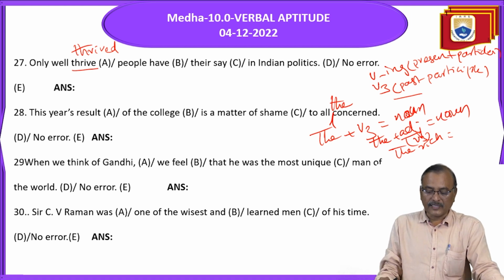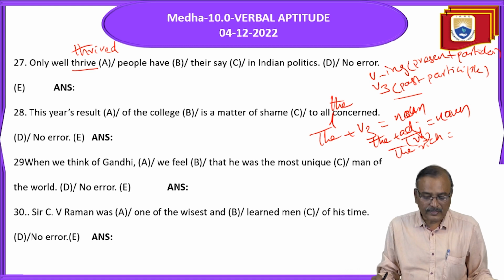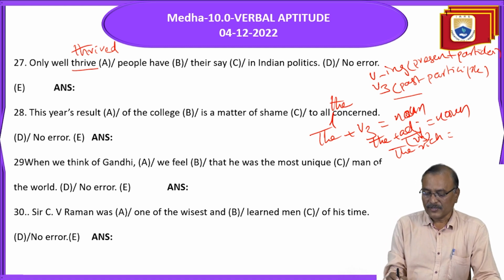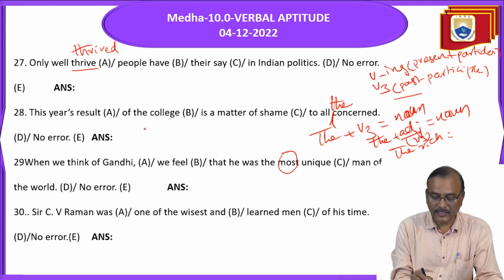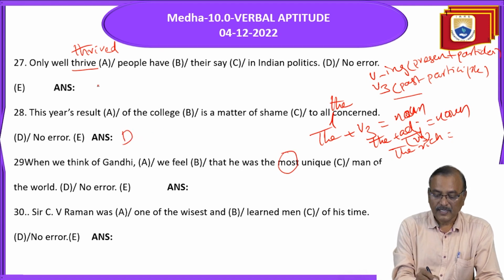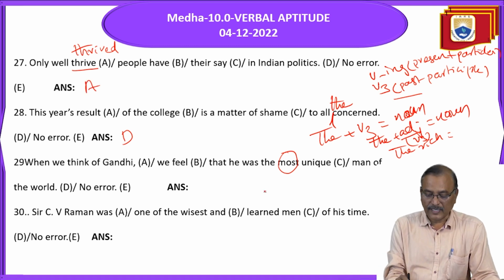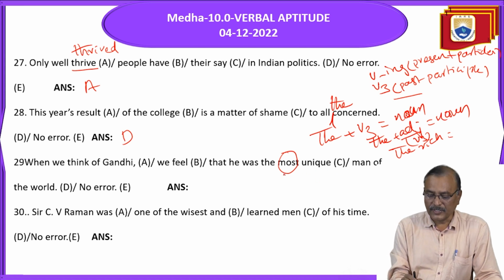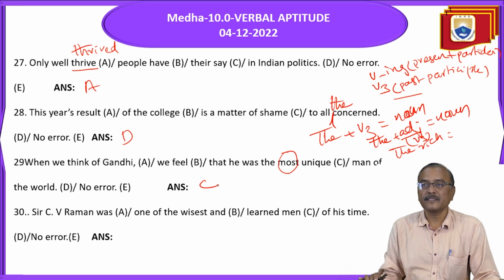When we think of Gandhi, we feel that he was the most unique man of the world. So there is a mistake here. In this one, what is the answer? D. In this one, what is the answer? A. Right. So in 29, most unique is wrong. Just unique is enough. Answer C. Right?